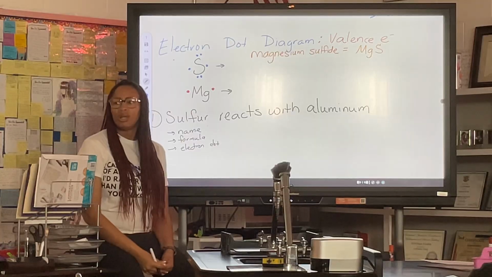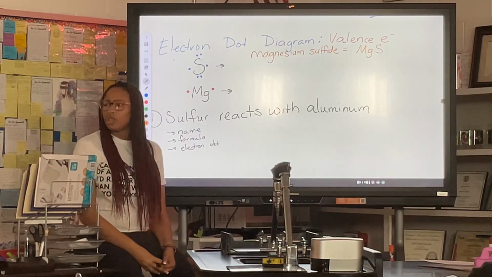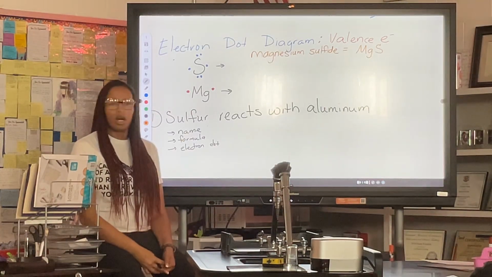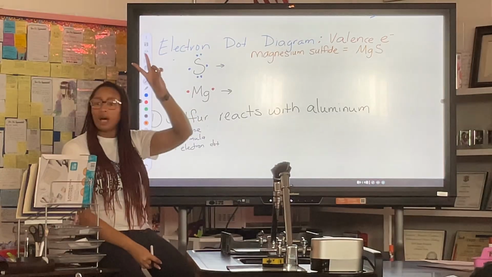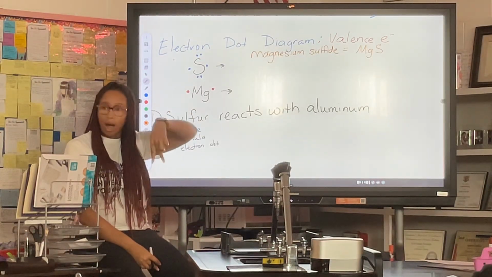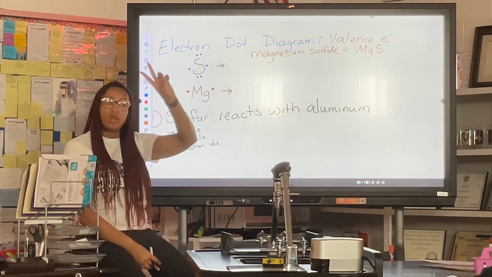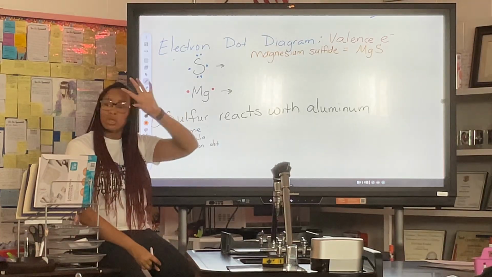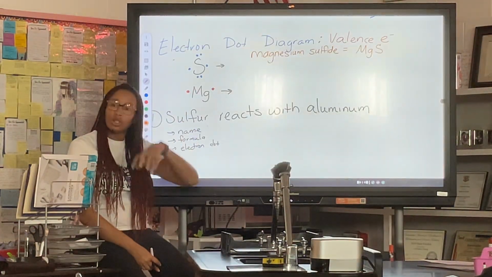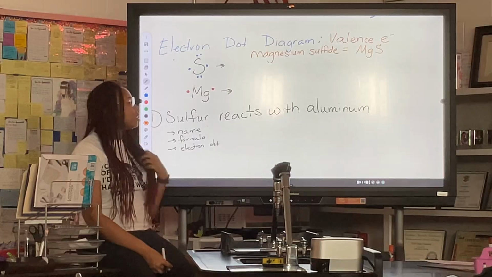Why is it not Mg2S2? Because you've got to put it in the lowest ratio, you've got to simplify it, right? Remember, you figure out the oxidation numbers, you swap and drop. But it would have been Mg2S2, so I need to simplify that, put it in the lowest ratio. So the actual formula is MgS.